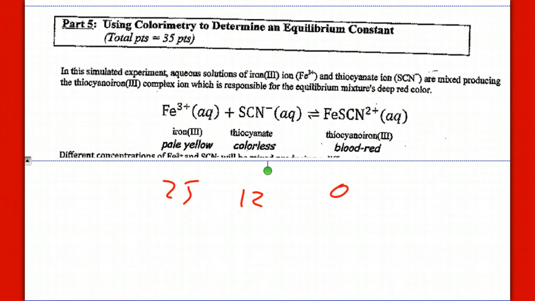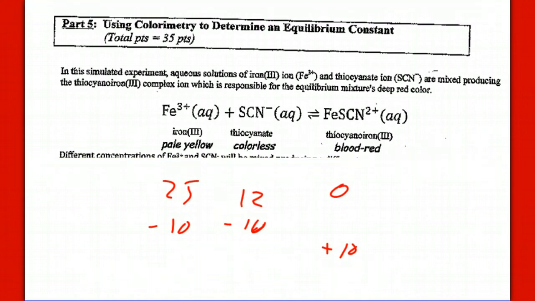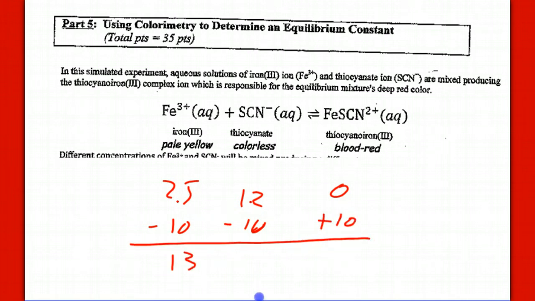These guys are going to react, right? You're going to use up some of these. Let's say we use up 10 here, and you would make 10, right? And then at the end of the game, you're going to have leftovers. So you start with 25, you start with 12, none of that. 10 of these guys react, so you're going to actually add 10 over here. And so now at the end, we have 13 of these left over, 2, and we have 10.